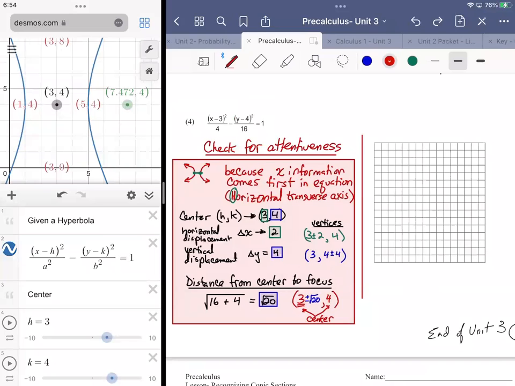Sure. So on the test, would you give us this and say find the center, find the vertex, find all these different things, or what type of question? Yeah, so I could ask you to itemize it and say find the center and the vertices and the foci, but I could also say, give me the center, give me the horizontal displacement, the vertical displacement, and give me the distance from center to focus.